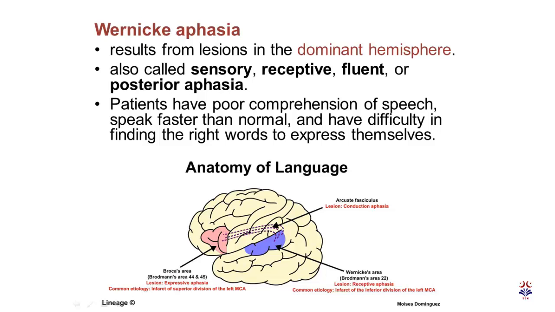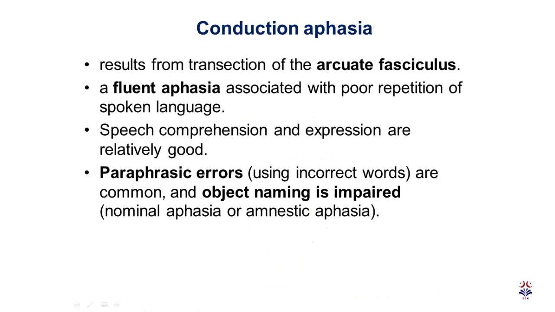So Wernicke's aphasia, what is Wernicke aphasia? It results from the lesion of the dominant hemisphere. The other names: sensory aphasia, receptive aphasia, fluent, or posterior aphasia. In this case, patients have poor comprehension of speech, speak faster than normal, and have difficulty in finding the right words to express themselves. Another term is conduction aphasia. If we transect the arcuate fasciculus, then the result is a fluent aphasia associated with poor repetition of spoken language. Speech comprehension and expression are relatively good.